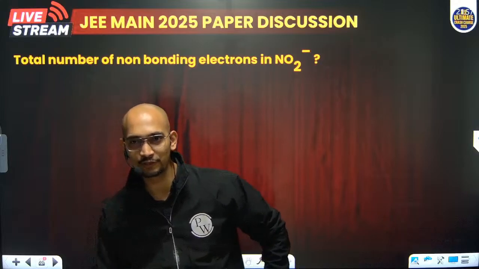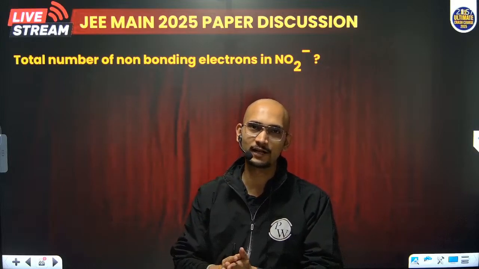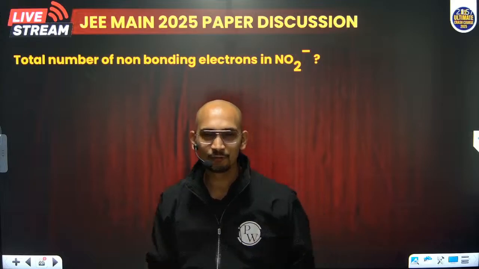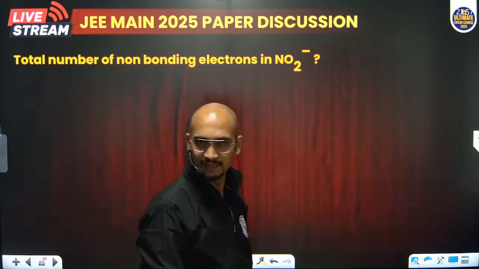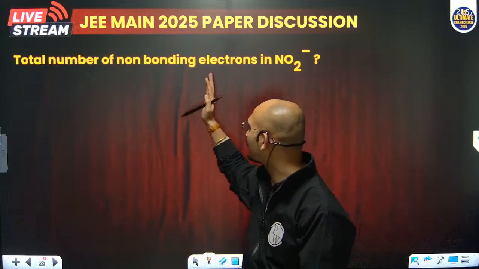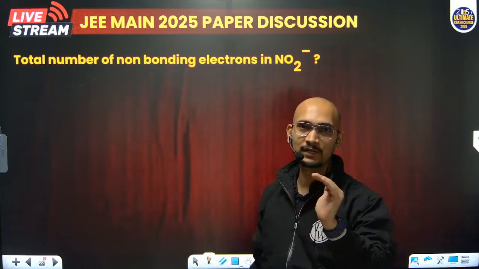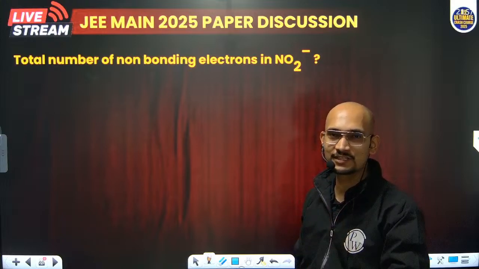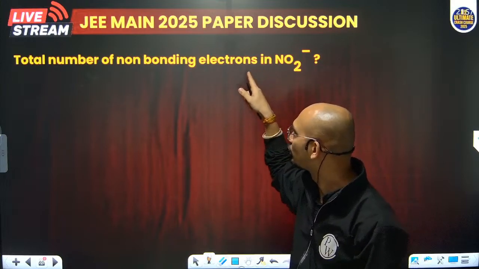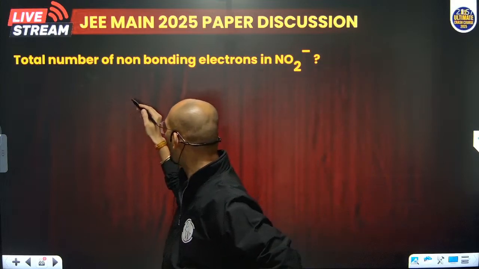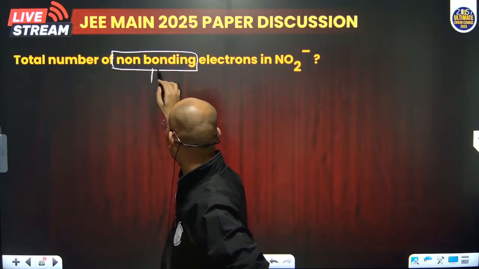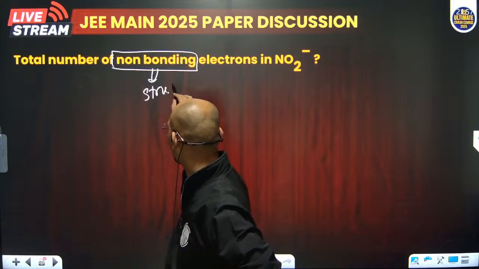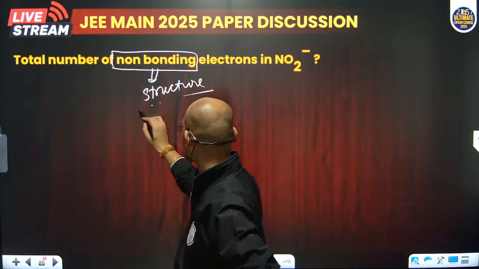So it is asking for the total number of non-bonding electrons. If I ask you, what are non-bonding electrons? If I say something that is non-bonded, but still they are in the valence shell, so they will be called non-bonding electrons. So first of all, for finding out non-bonding electrons, you need to find out the structure. You need the structure to know.